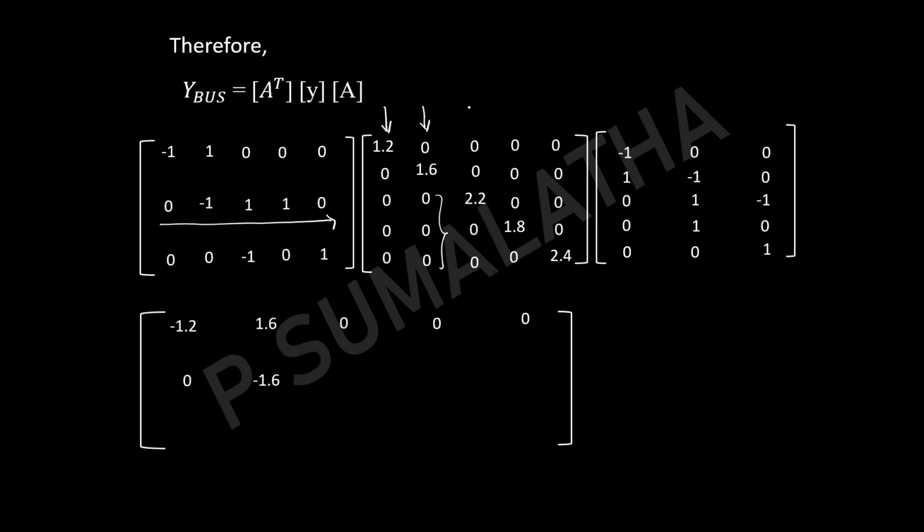Next, if you multiply with the third column, you will have 0 into 0, -1 into 0, 0, 1 into 2.2 will be 2.2. Then remaining all values will be 0, so you will have only 2.2. Next, if you multiply with the fourth column, first 3 are 0. In the fourth place we have 1. 1 into 1.8 will be 1.8. The next one is 0, so you will have only 1.8. Now with respect to the fifth column, we have a 0. 0 into 2.4 will be 0.